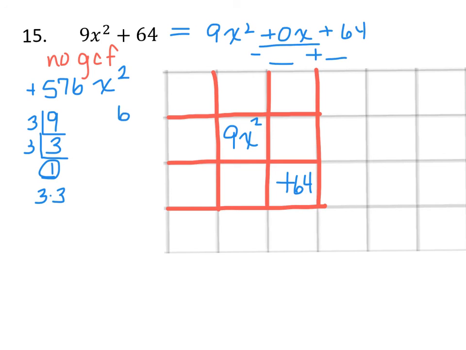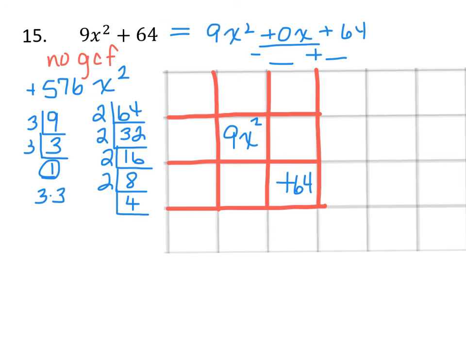64 is even. And 64 can be divided by 2 and we get 32. By 2 again and we'll get 16. By 2 again and we'll get 8. By 2 again we'll get 4. By 2 again we'll get 2. And since 2 goes into 2 one time, we have 1, 2, 3, 4, 5, 6 2's.